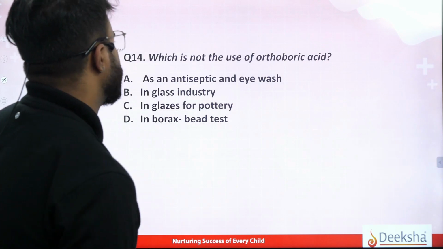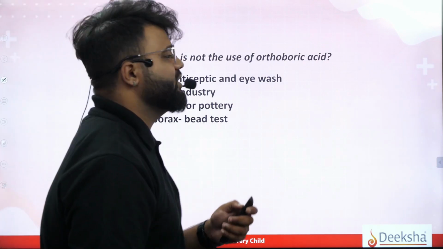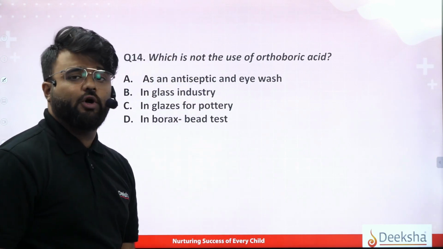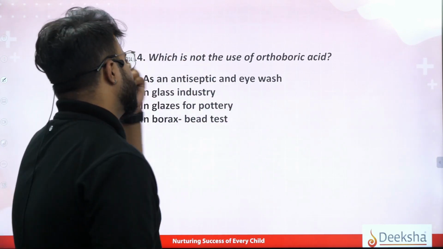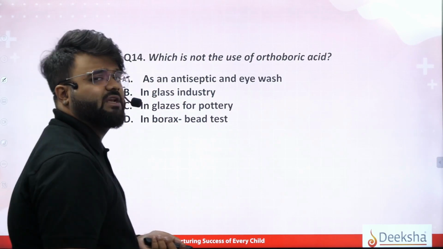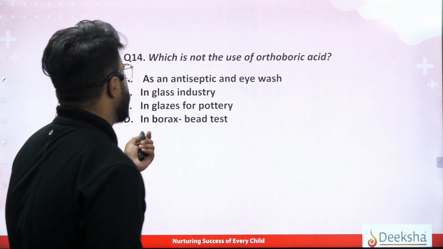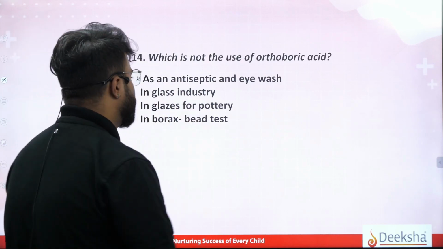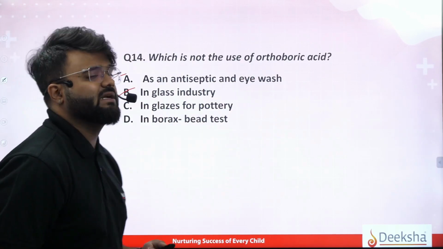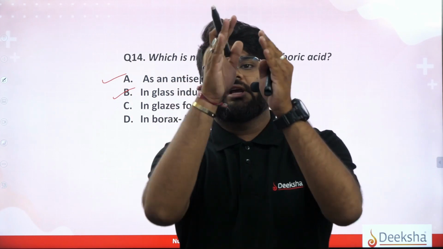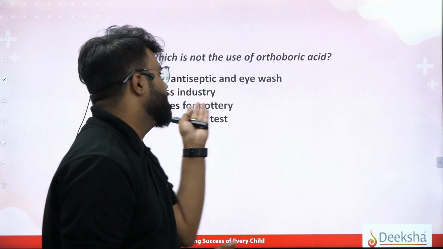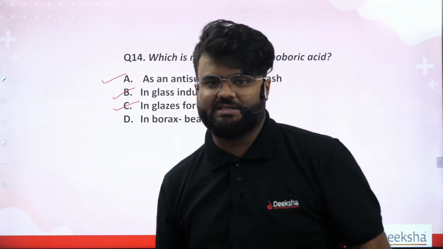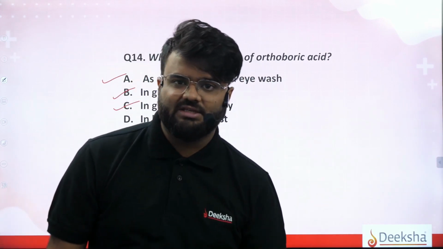Okay, coming back to question number 14, which is not a use of orthoboric acid? Orthoboric acid is used as an antiseptic and an eye wash. Yes. In the glass industry, obviously we use orthoboric acid, and in glazes of pottery glazing, we also use orthoboric acid. In the borax bead test, we do not use orthoboric acid.